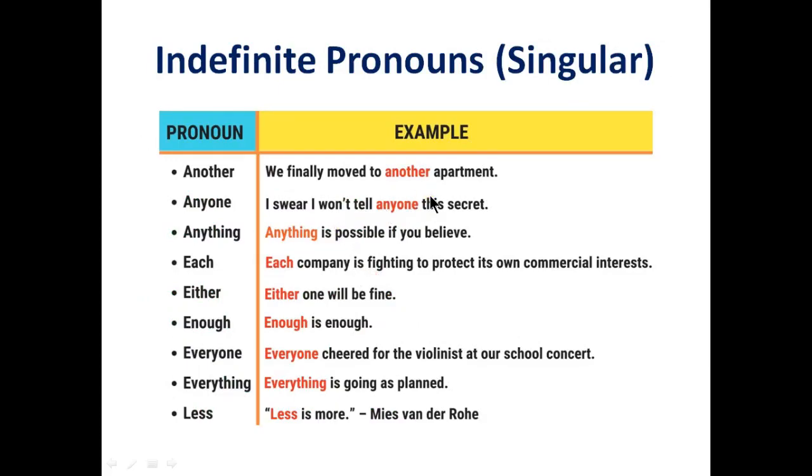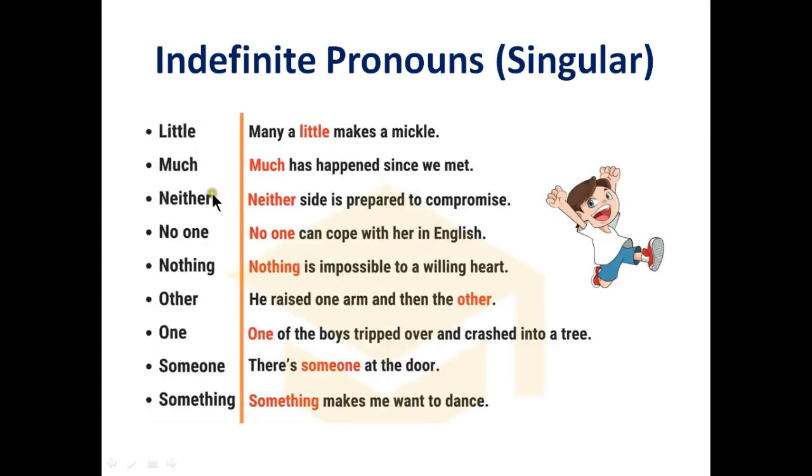Now we will do some work about indefinite pronouns for the next exercise. The words which are not specifying any person, thing or place are called indefinite pronouns. These indefinite pronouns can be singular, plural or both. For example, another, anyone, anything, each, either, enough, everyone, everything, less, little, much, neither, no one, nothing, other, someone, something. All these indefinite pronouns are used as singular.